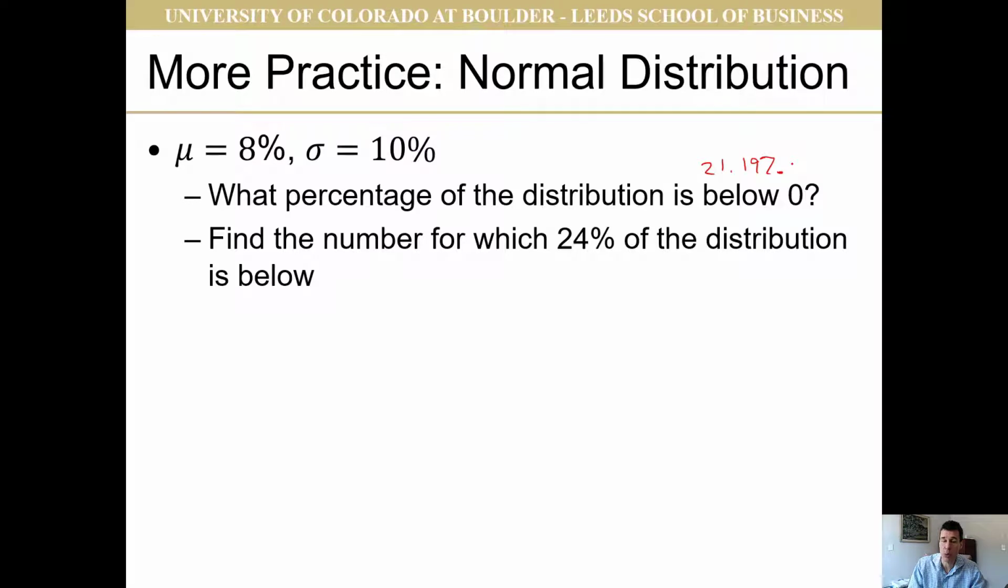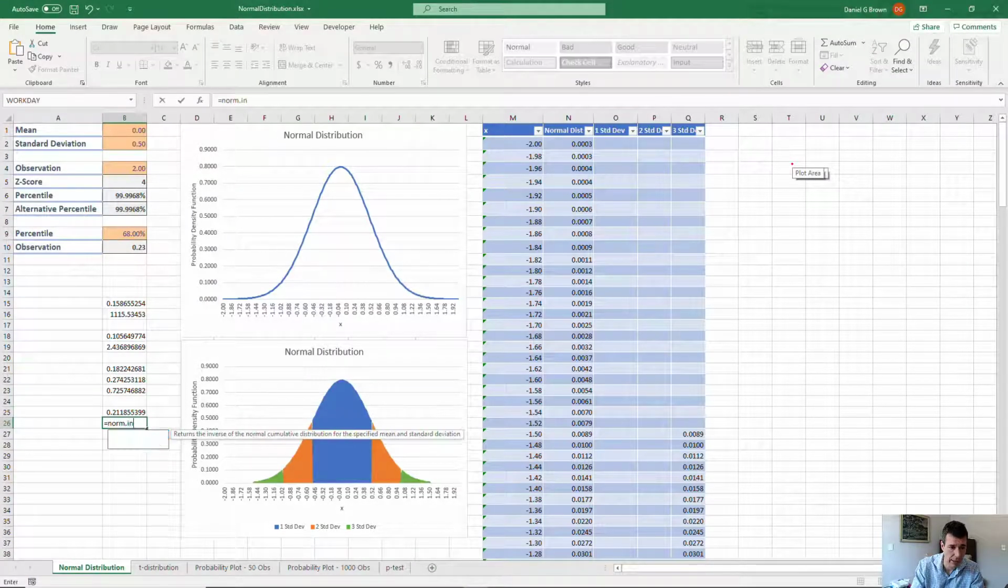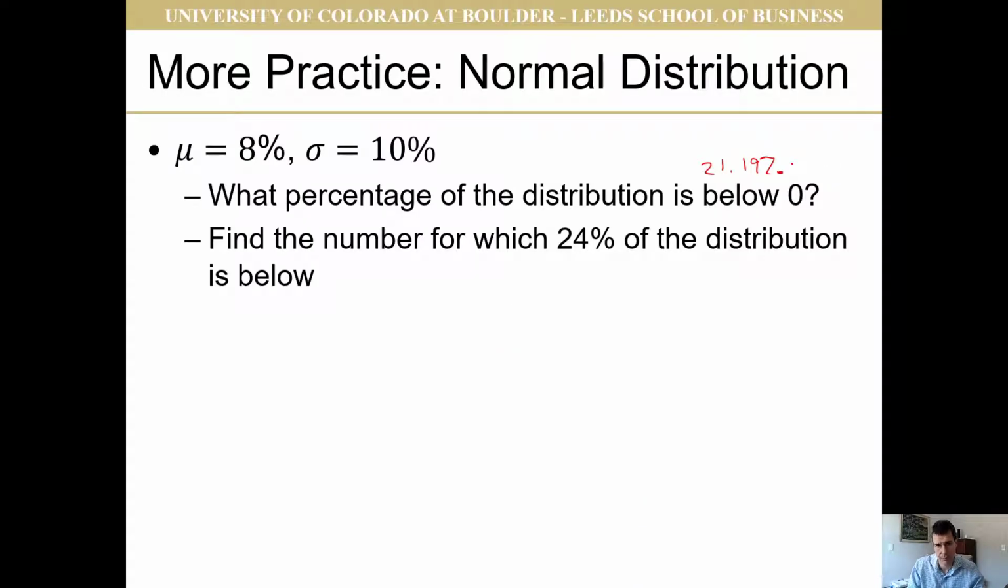Find the number for which 24% of the distribution is below. This is norm.inv, and we're looking for below, so that's what we can answer. So equals norm.inv of 24%, 0.24, comma 0.08, comma 0.1, 0.0093. 0.93%.